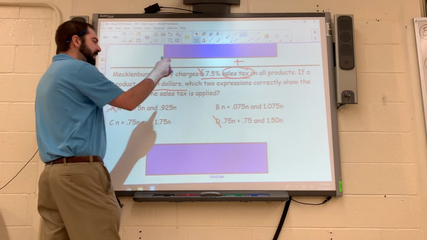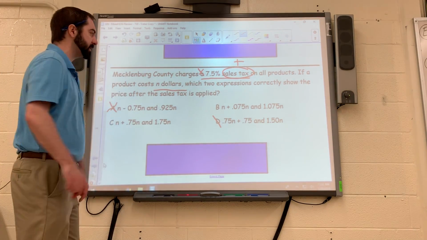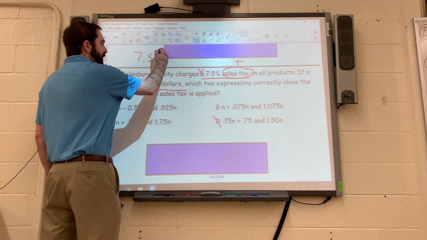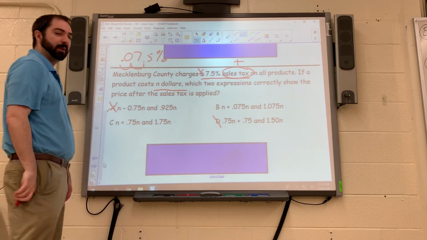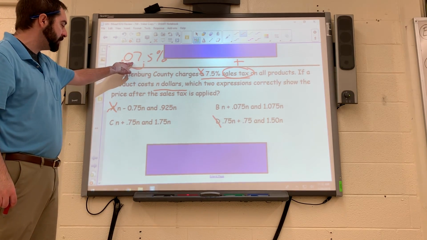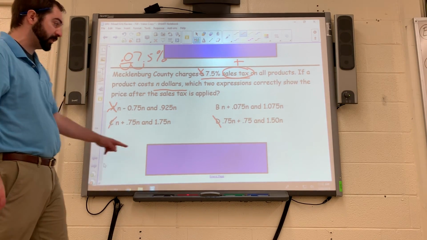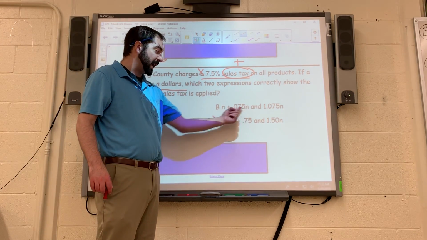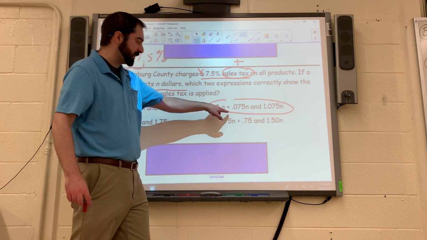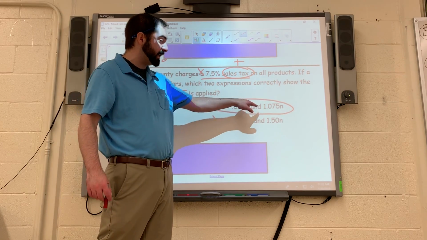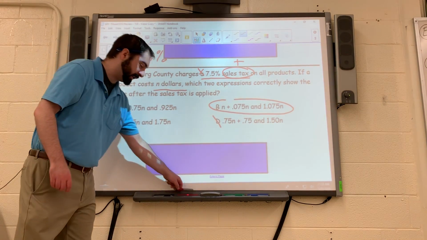Then I got to think, what is 7.5% as a decimal? Well, I have 7.5%, and if I move the decimal 2 spots to the left, and if there's any placeholders blank, I have to put a 0. So the only answer that actually has the correct percent multiplied and added to the original is B, and 1n plus 0.075n is 1.075n.